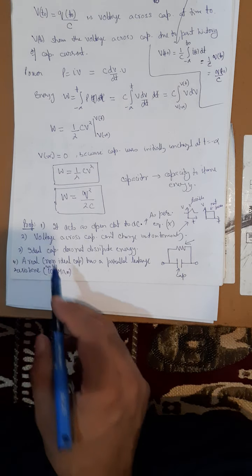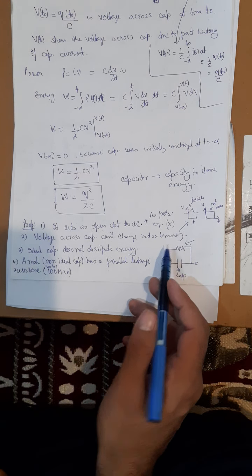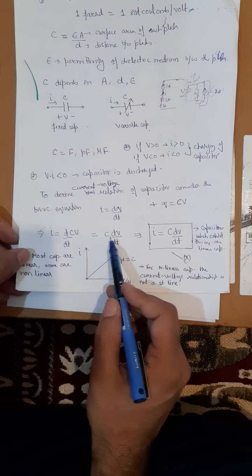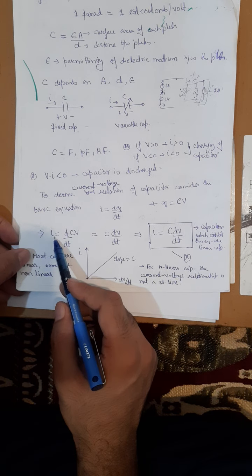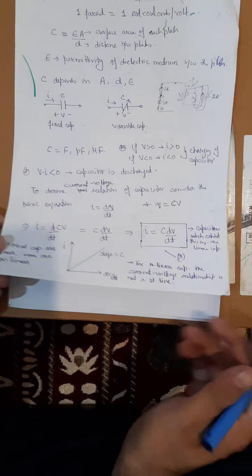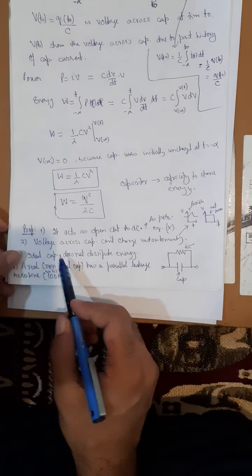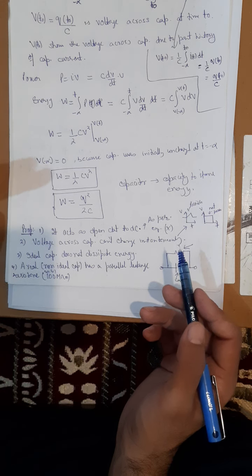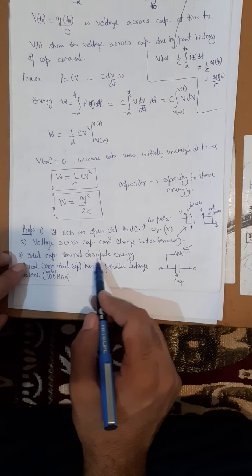Second, the voltage across the capacitor cannot change instantaneously, which we derived from the current equation I is equal to dq by dt. From there we derived I is equal to C dV by dt. So from this I can write that the voltage across the capacitor cannot change instantaneously. The third property: an ideal capacitor does not dissipate energy.